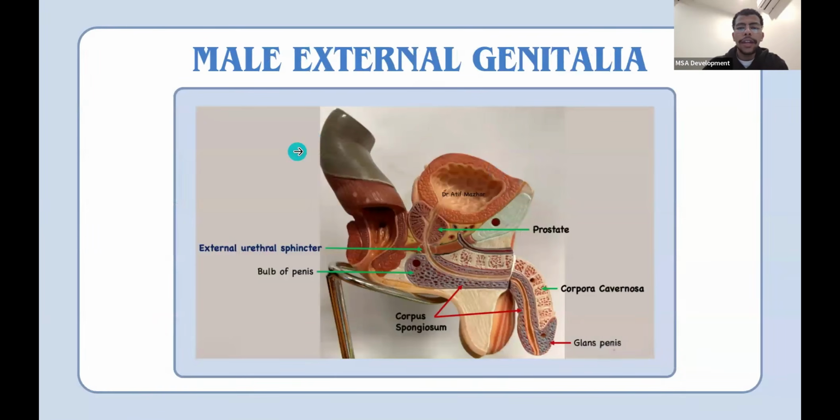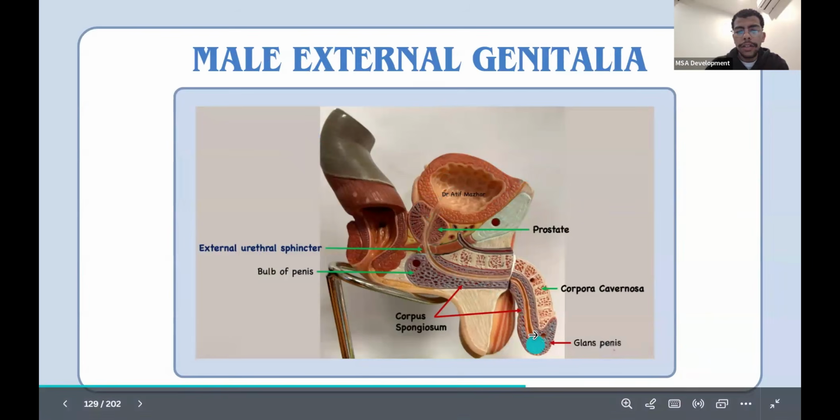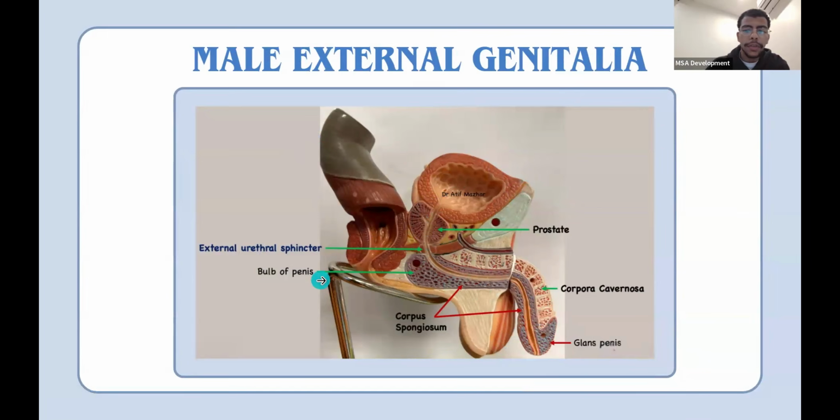And now we have the male external genitalia. So here we have the bladder, then we have the prostate, then we have the urethra coming all the way from the bladder till the tip of the penis or the glans penis. Glans penis is the tip of the penis. All right. Then we have corpora cavernosa. Remember when I told you the muscle that goes from the ischium to the corpora cavernosa is called ischio?